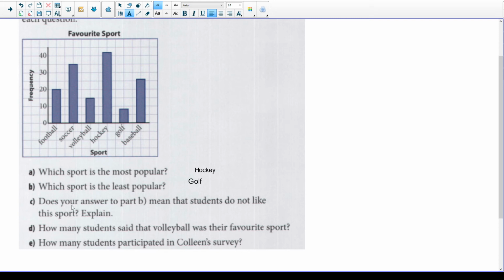Okay, so I'm not going to write an answer to C. I think my verbal answer is good enough. Then it says, how many students said that volleyball was their favorite sport? Well, volleyball is here. Okay, so we have to measure how high the volleyball bar is to be able to answer that. Well, looking at the scale's going up by 5s, and it certainly looks like the height of volleyball is right between 10 and 20, which would make that answer 15.